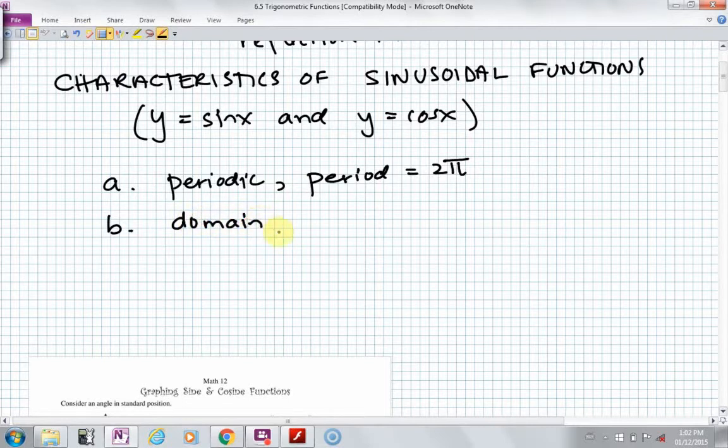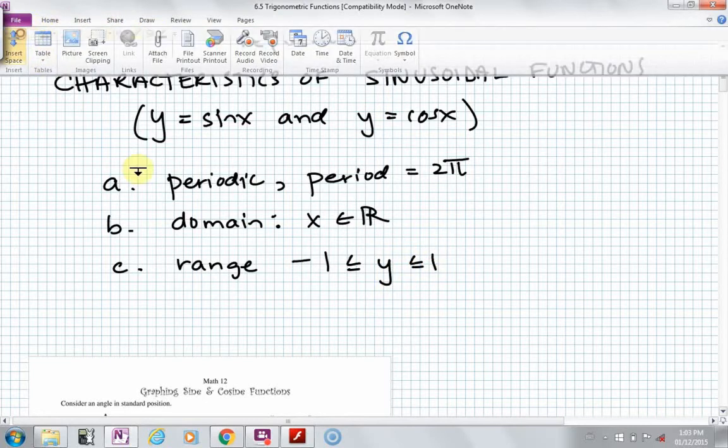The domain, what's the domain for sine x and cos x? All real numbers. The range is the same for all of them. And the range is between -1 and 1.